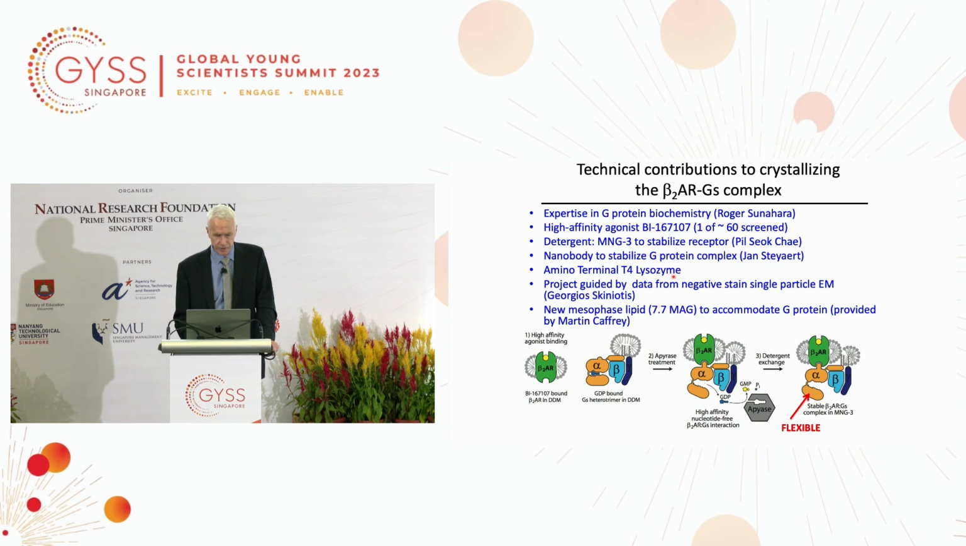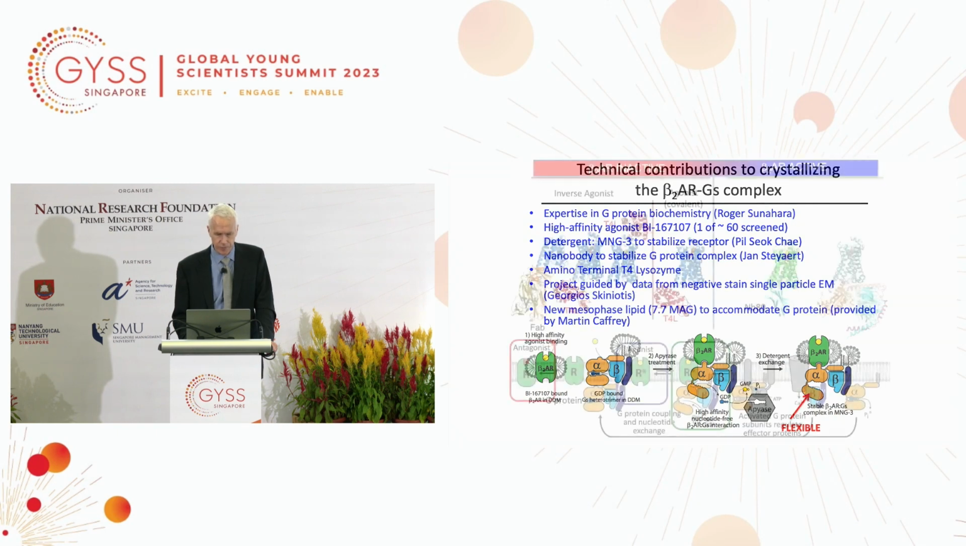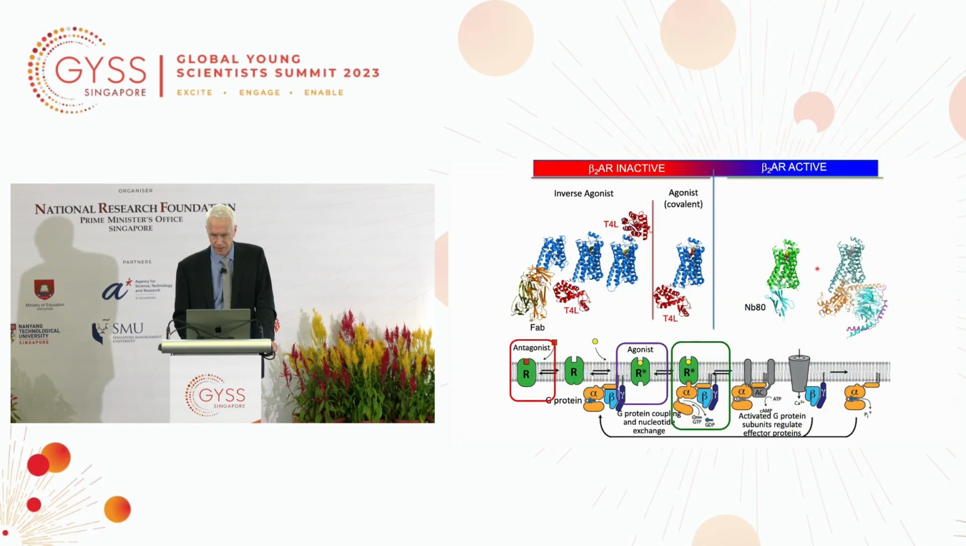We had some protein engineering. We had a nanobody that helped stabilize this dynamic component. And then a lot of our work was really guided by negative stain electron microscopy. And then finally, we had access to a new detergent, a new lipid for making cubic phase, again, not available commercially by Martin Caffrey. So after all of these contributions, we were finally able to make the beta-2 receptor G protein complex crystallize.